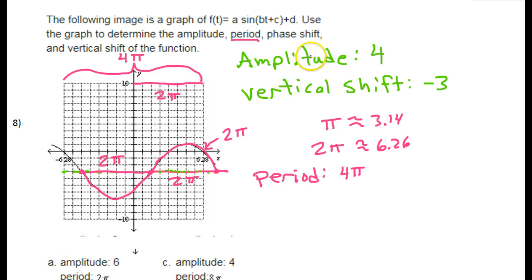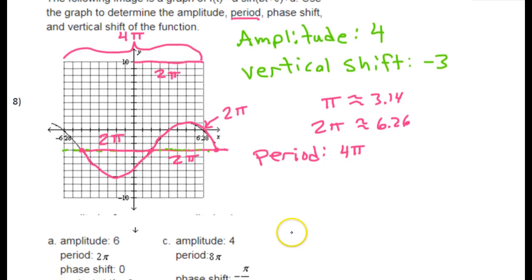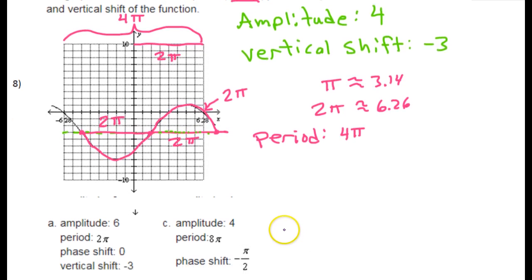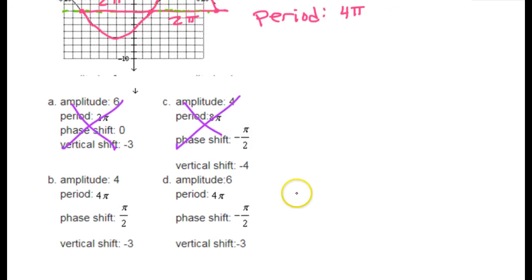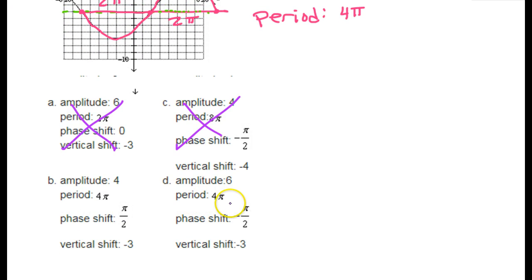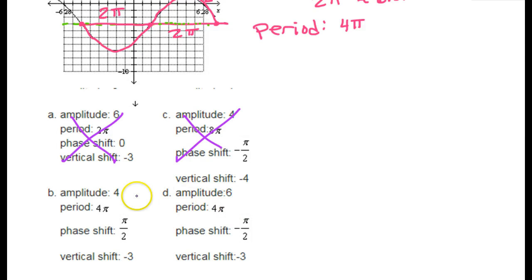Now the phase shift is the trickiest because the phase shift depends on how you look at it, and there's more than one right answer. So let's see how far we've narrowed it down without using the phase shift. So amplitude 4, vertical shift -3, period 4 pi. Okay, period 2 pi, no. Period 8 pi, no. Now it's down to these two. The amplitude is not 6. So that just leaves this: amplitude 4, period 4 pi, vertical shift -3.